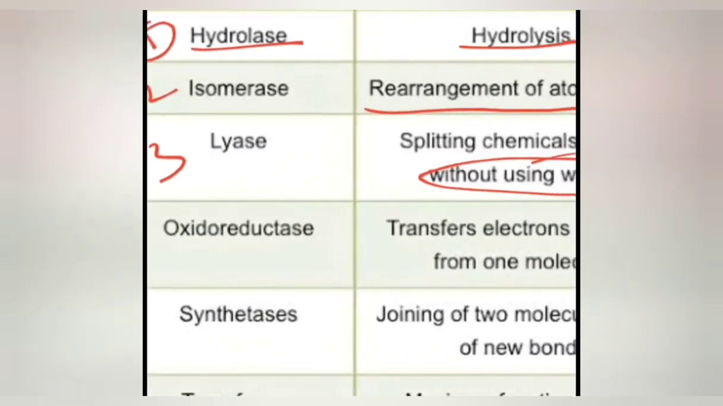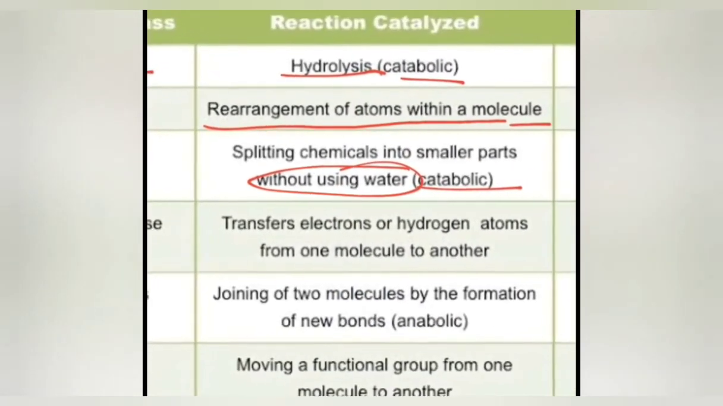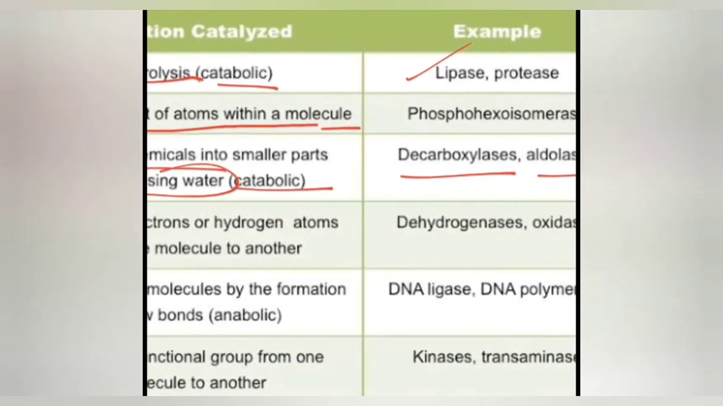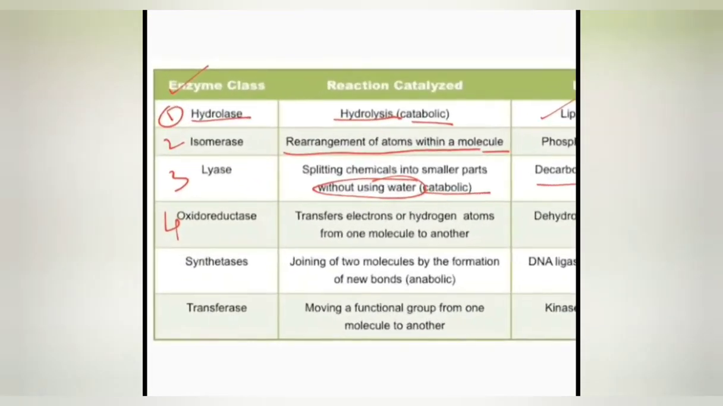Moving on to the fourth one, which is oxidoreductase. These enzymes catalyze oxidation and reduction reactions in the cell. Oxidation and reduction reactions, together also known as redox reactions, help in the transfer of electrons or hydrogen atoms from one molecule to another. Examples include dehydrogenase, oxidases, etc.